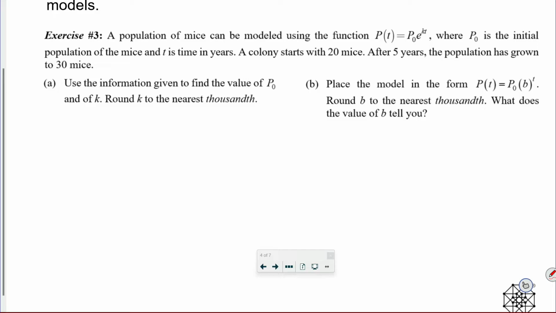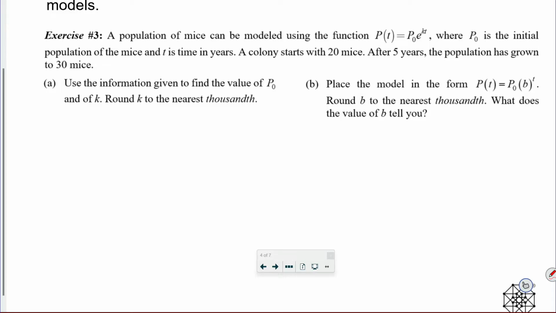A population of mice can be modeled using the function p of t equals p sub 0 e to the kt, where p sub 0 is the initial population of mice and t is time in years. A colony starts with 20 mice. After 5 years, the population has grown to 30 mice.